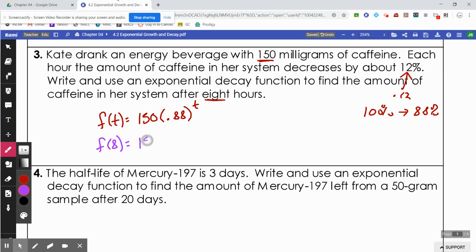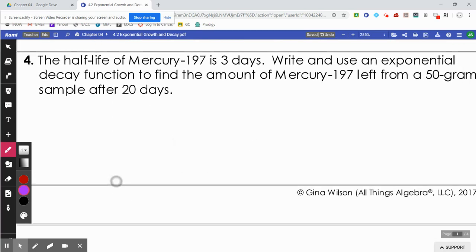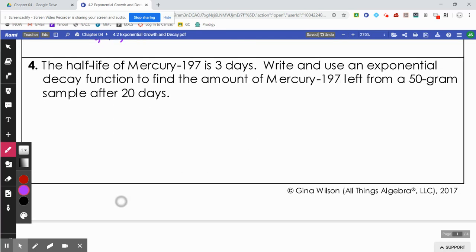After 8 hours, it started at 150, but you're going to find 88% 8 times, and you're going to be left with 53.95 milligrams. Number 4, the half-life of mercury 197 is 3 days. Write and use an exponential decay function to find the amount of mercury 197 left from a 50-gram sample after 20 days. Now this one is going to be a little bit trickier.